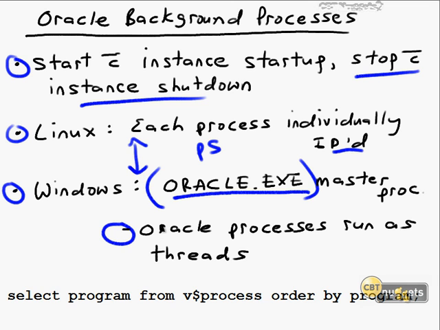You can interact with those background processes directly from SQL Plus by running the query SELECT program FROM v$process ORDER BY program.